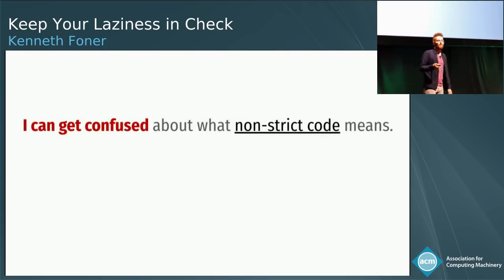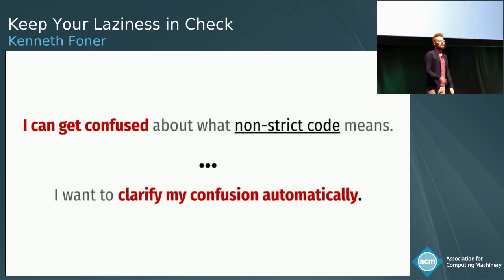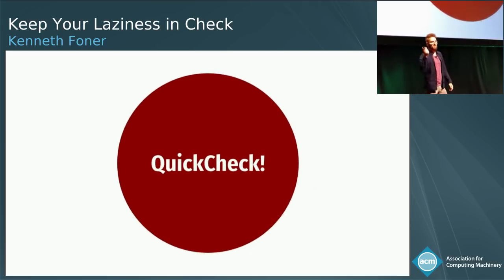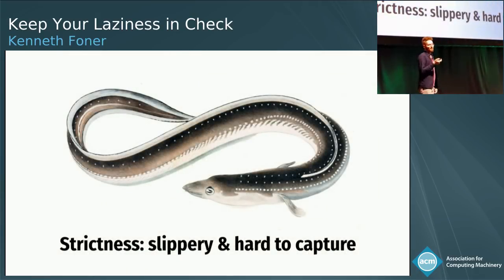It wasn't immediately obvious to me when I stared at that code right off the bat which one would do what. And I want to clarify my confusion automatically. And one of my favorite tools for clarifying my confusion is QuickCheck. But strictness is kind of hard to capture. In order to do property-based random testing, like QuickCheck allows us to do, we need to be able to describe what it is that we mean to test. We need to be able to write specifications.